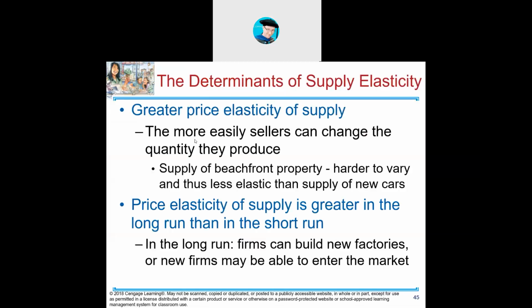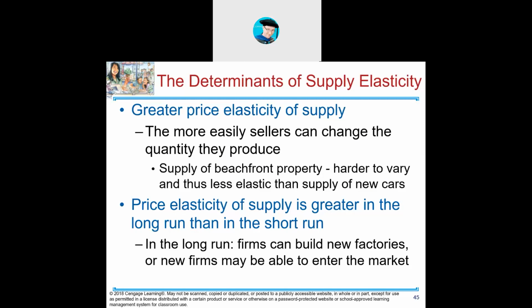The determinants of supply. The greater the price elasticity of supply, it's easier for sellers to change the quantity that they produce. So, I could always produce less or more, depending on where the demand is at.